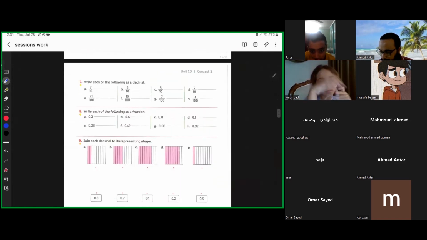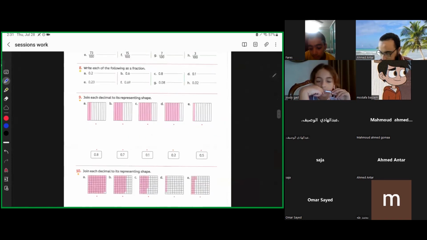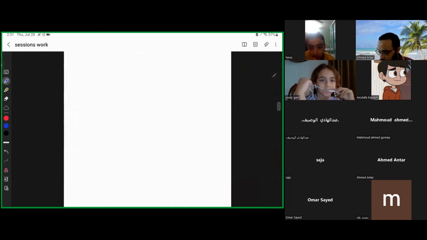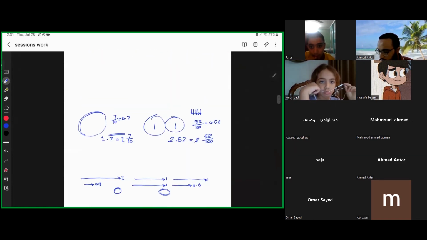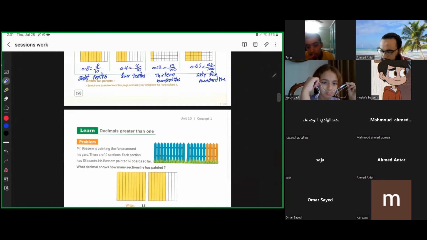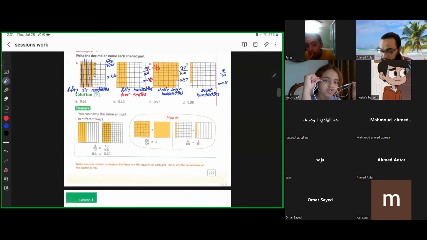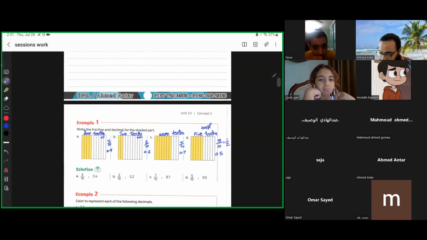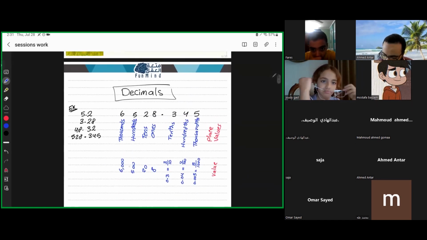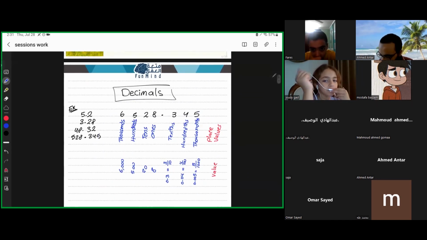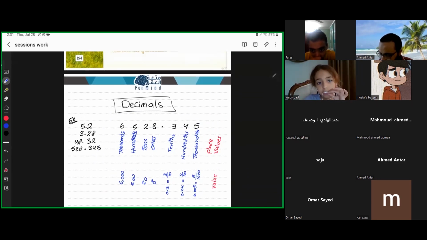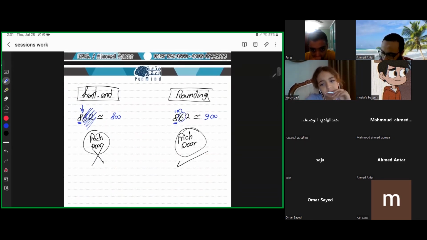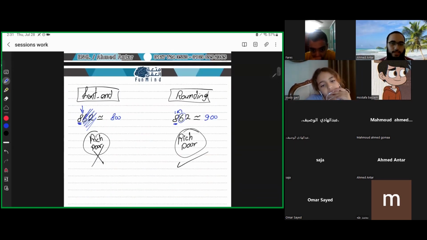I think that's enough today. So today we studied what is the meaning of the decimals, what is the meaning of the 100, what is the meaning of the 10, and also we knew the places and the place values and the values of the decimal numbers, and also we talked about the rounding and the front end strategy estimation.